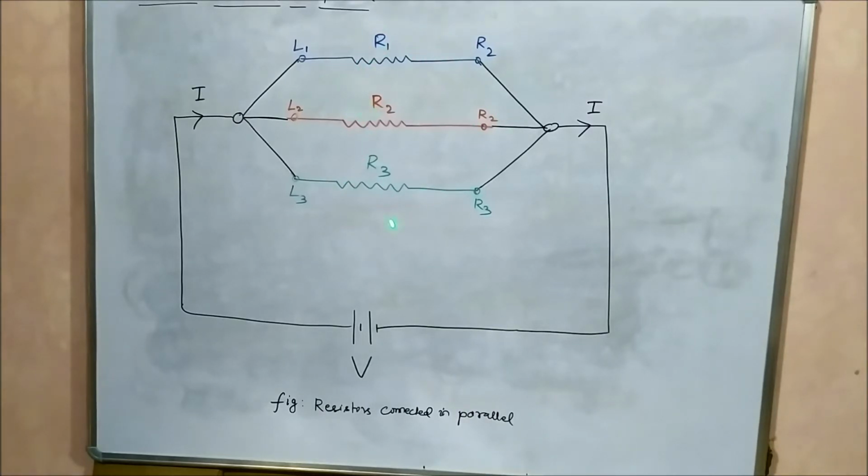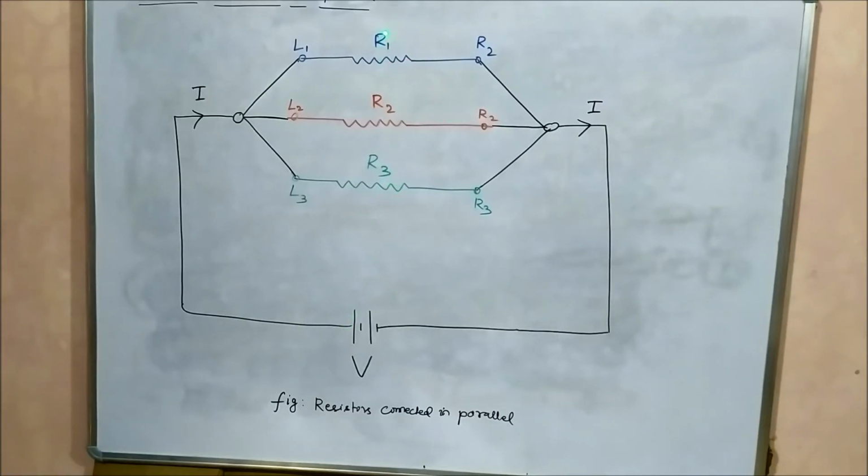Now another important thing to take care of is that the voltage across each of the resistors R1, R2 and R3 will be the same, and it will be equal to V. So the voltage across R1 will be V, the voltage across R2 will be V, and the voltage across R3 will be V.